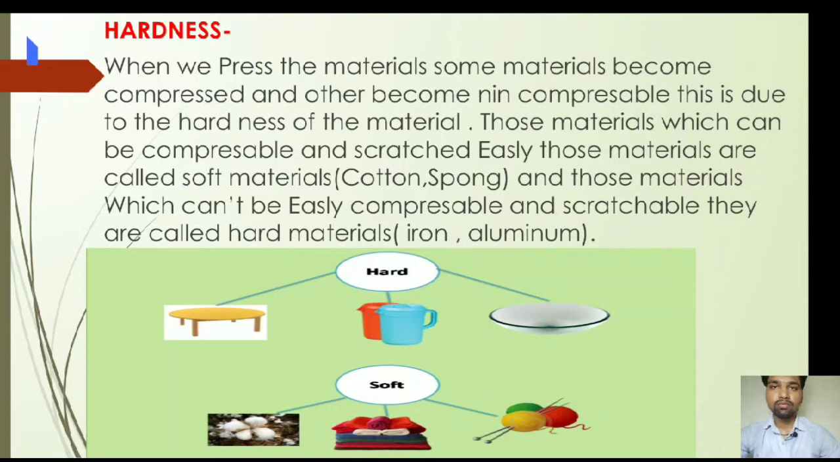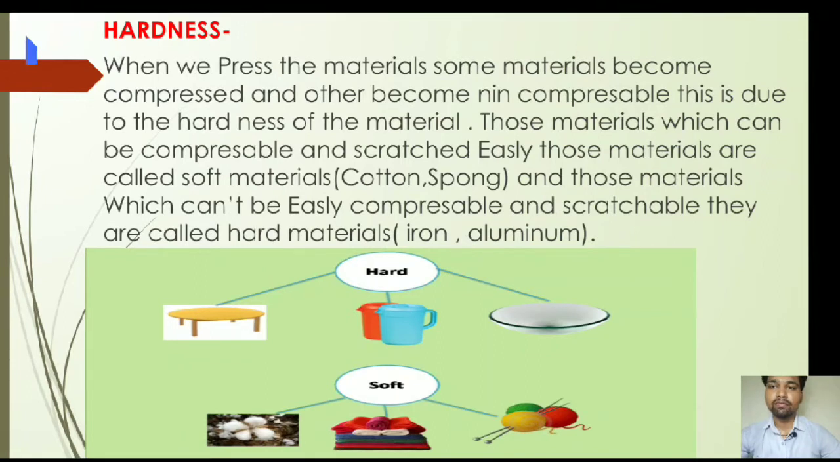So friends, those materials which can be compressed and scratched easily are called soft materials. For example, mud, cotton, sponge, etc. And those materials which are not compressible and not easily scratchable are called hard materials. For example, iron, aluminium.